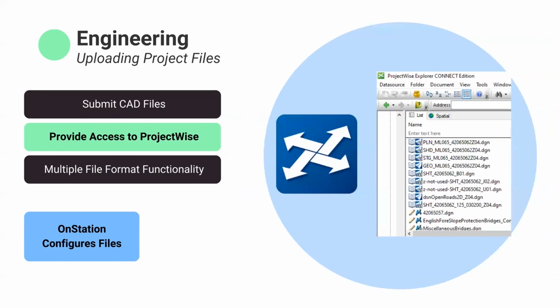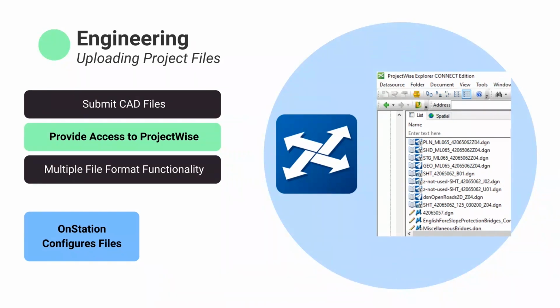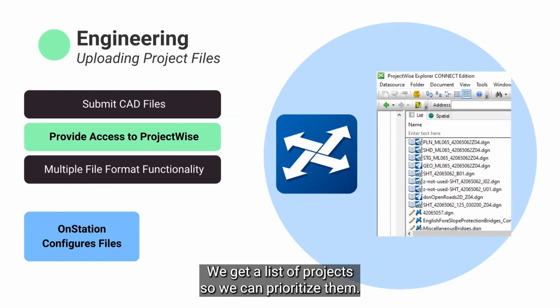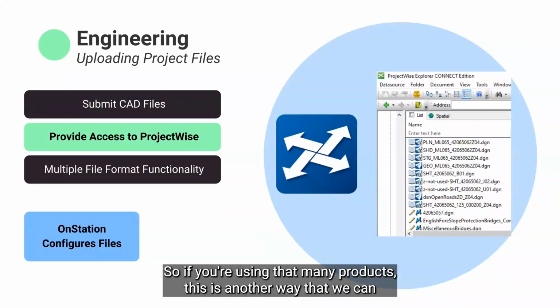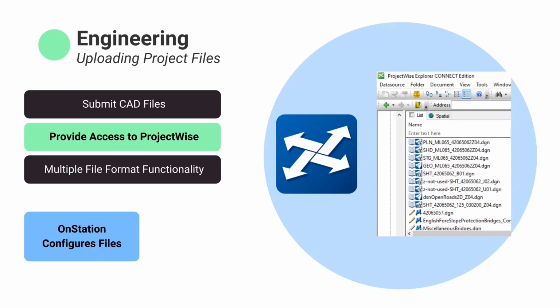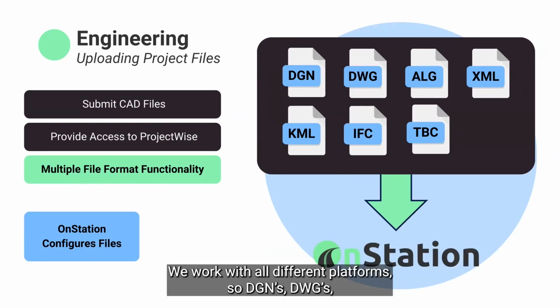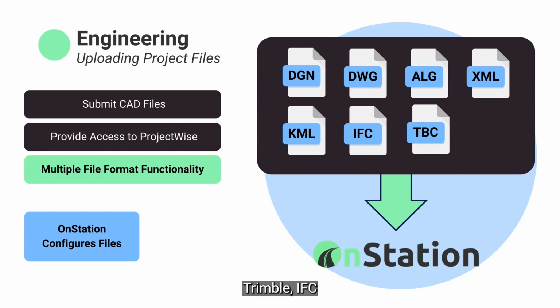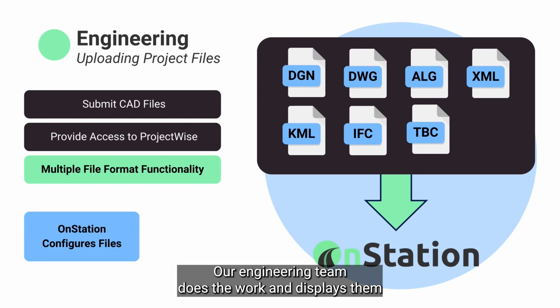So it's pretty simple. We also, through ProjectWise, have connected to a handful of DOTs directly. We get a list of projects so we can prioritize them, but then we can go in, pull the source files and build our projects at scale. So if you're using Bentley products, this is another way that we can mass produce these project files and get jobs into the app. We work with all different platforms, so DGNs, DWGs, Trimble, IFC. We can ingest all sorts of project files. The key is that you submit them to us, our engineering team does the work and displays them in our application.